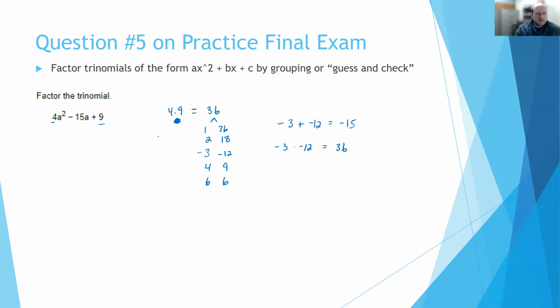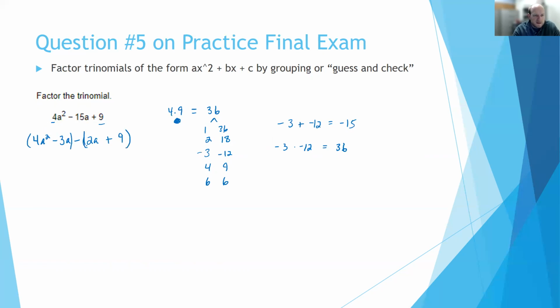So these are the two factors that I want in order to do what we call splitting the middle term, so that I can group this. It doesn't matter what order you put the negative 3 and the negative 12 in. I could put the negative 12a first, or the negative 12a after the negative 3a, like I did here. So again, you're splitting this middle term.